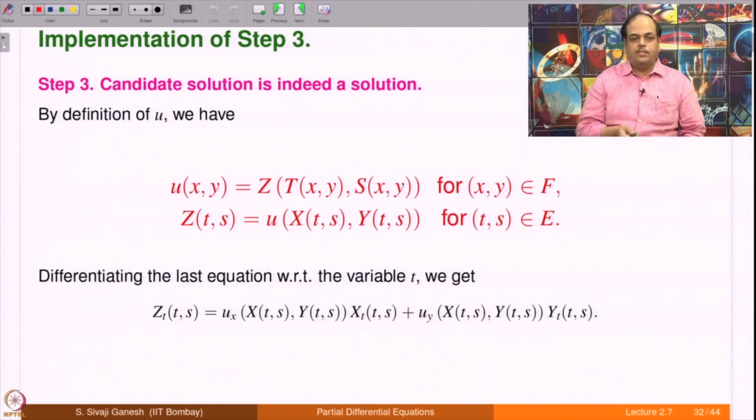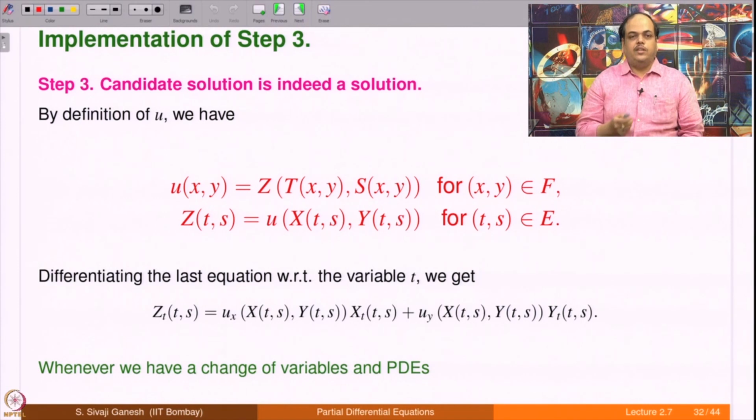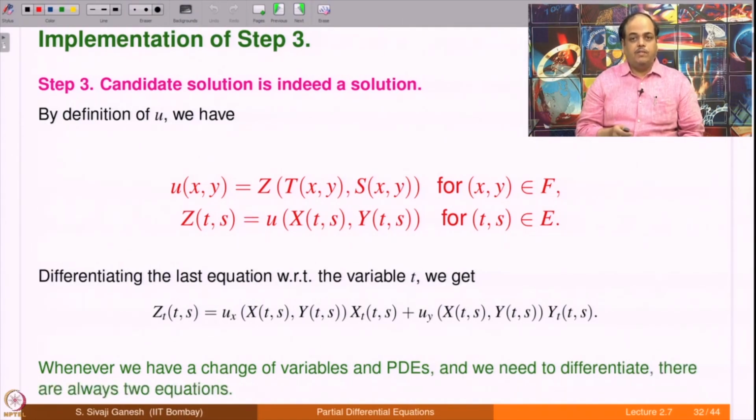Now, why did we not choose the first equation? We could have chosen that, differentiate with respect to x, with respect to y, go back and substitute in the equation and check whether it is satisfied or not. This is usually the situation all the time. Whenever we have change of variables and PDEs, we need to differentiate some equation, but there are always two equations for that. Only one of them would be useful in the sense it may be a quicker way of getting the solution. Okay, the other one is not wrong, but you may not be able to achieve anything with that, but this one will definitely give.